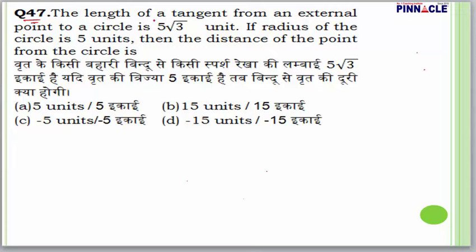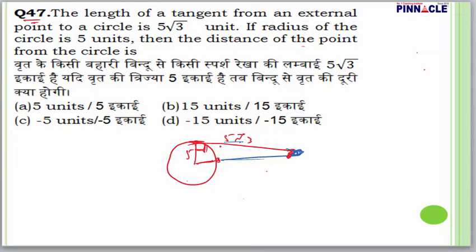Question number 47. The length of a tangent from an external point to a circle is, this is the circle, this is the external point, this is the tangent, and the length of the tangent is 5 root 3. If the radius of the circle is 5 units, this is 5 units, and this is 90 degrees. Then we have to find the distance of the point from the circle, the distance of this portion.